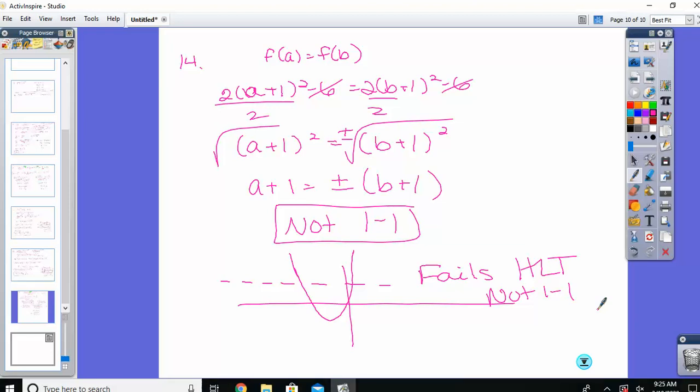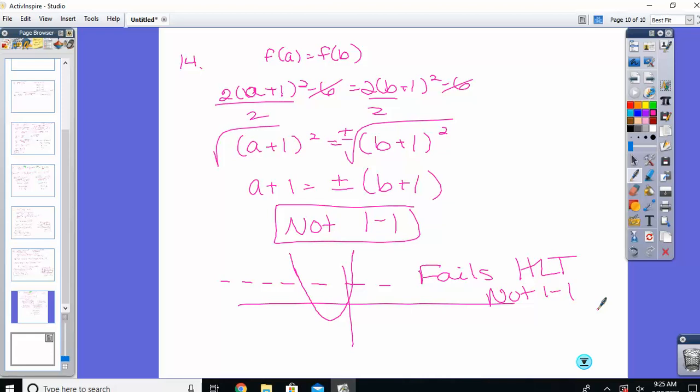What does it mean if it's not 1-to-1? It passes the horizontal line test. Right, it doesn't. If it's 1-to-1, it passes the horizontal line test, it means your y's never repeat. That's also what we looked at to decide if we have an inverse or not. It has to be 1-to-1 to have an inverse.